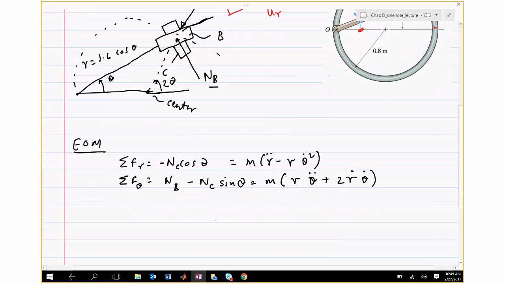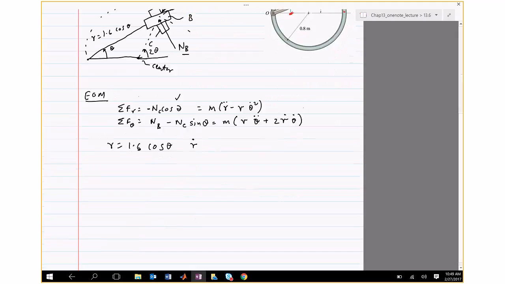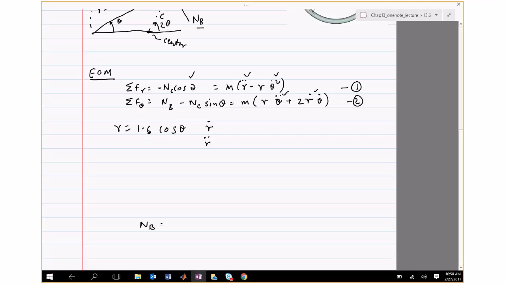Okay, so given this, we know what theta is, we know what R is. It's 1.6 cosine theta. So we can find R dot. Please try to write this down. I'll complete this later on. So you can write R dot, you can write R double dot, so you can effectively find these things. So all you would have is 2 equations, 1 and 2, and 2 unknowns, NB and NC, and you can solve for NB and NC. It turns out that NB is equal to 0 and NC is equal to 25.6 newtons.